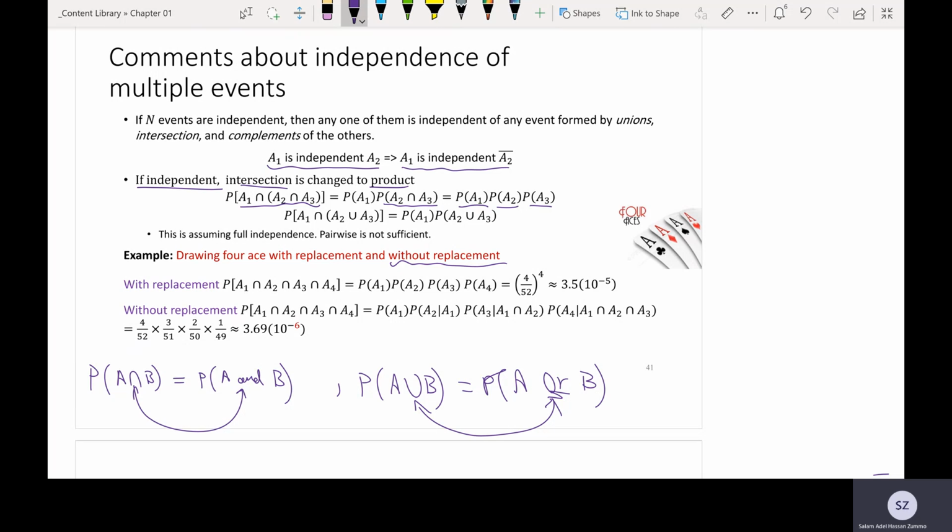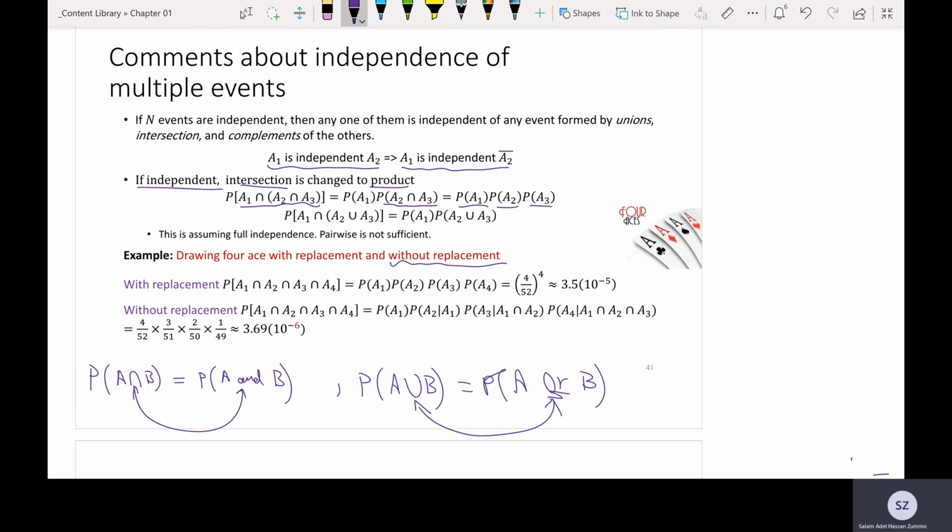No, here there is nothing about it. Independence has nothing to do with the probability of a union. The probability of a union when you have disjoint or mutually exclusive events is equal to the summation of the probability of A plus the probability of B, if they are disjoint. If they are not, minus the intersection. So here we don't have anything about independence.